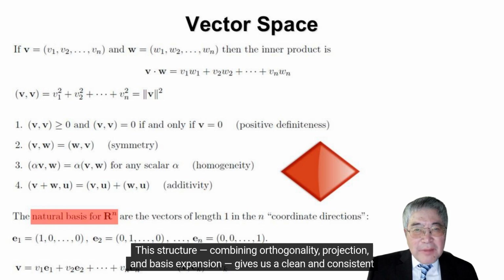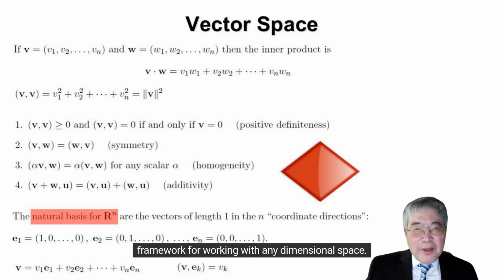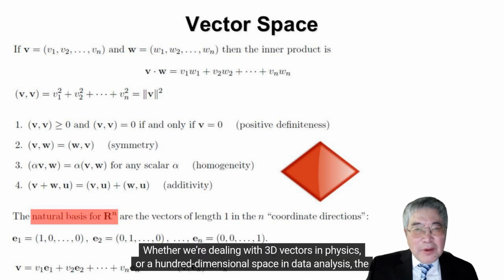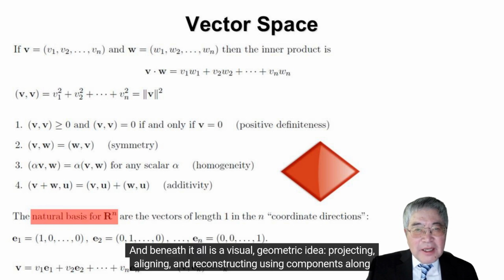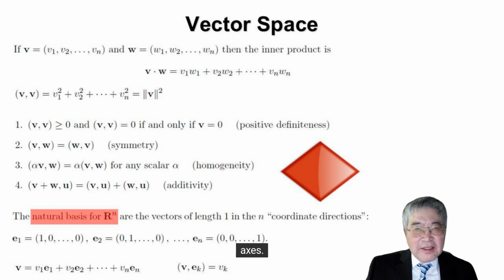This structure, combining orthogonality, projection, and basis expansion, gives us a clean and consistent framework for working with any dimensional space. Whether we're dealing with 3D vectors in physics or a 100-dimensional space in data analysis, the math works the same way. And beneath it all is a visual, geometric idea: projecting, aligning, and reconstructing using components along axes. That's the foundation of vector spaces.